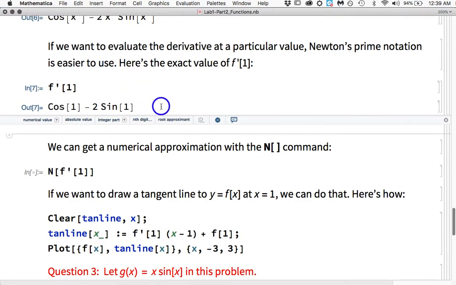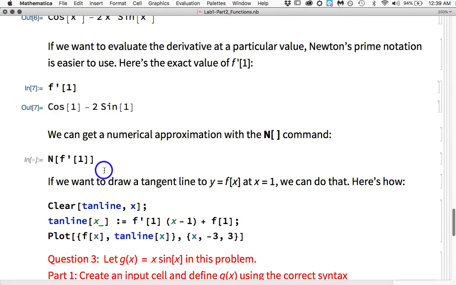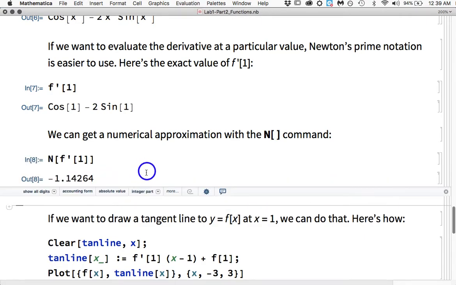1 radian is a little bit less than pi over 3 radians, so I have an idea of what that is. But why bother trying to figure it out in my head when I can easily just hang a capital N around it and make Mathematica do it? So Mathematica tells me that the slope of the tangent line, f prime at 1, is going to be minus 1.14264. So at x is equal to 1, the tangent line is going to have a negative slope.